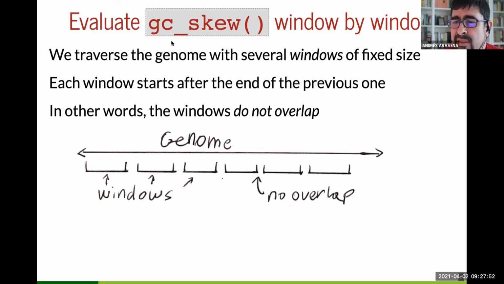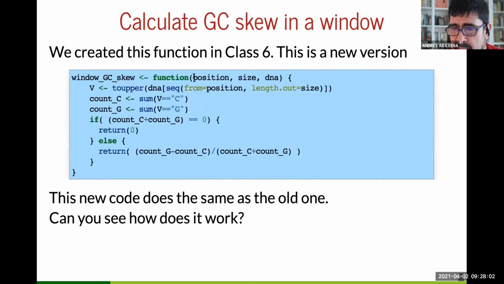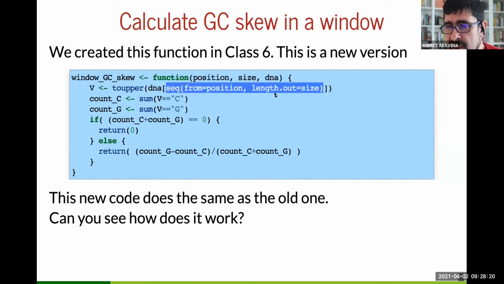Evaluate GC-Skew window by window. That is what we want to do. And to simplify things, I made a simplified version that takes the position where we want to put the window, the size of the window, and, in the last position, the DNA, the genome or gene, whatever. This is probably going to be a chromosome. We make these indices from position, length, size, that give you position plus 1, position plus 2, position plus 3, until you get size elements.